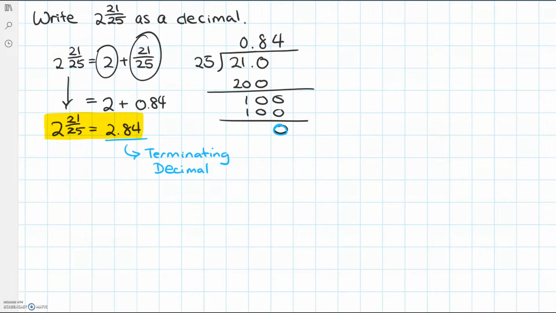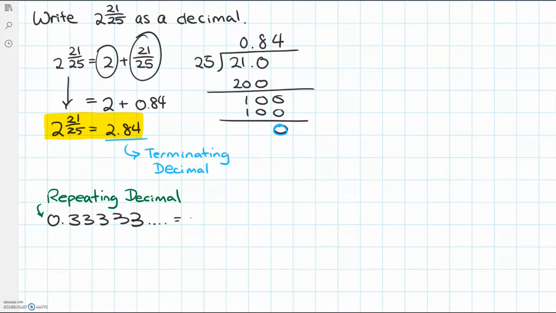For example, 0.33333 and so on and so forth. That is not a terminating decimal. We call this a repeating decimal. And instead of writing all those 3's, this is written as 0.3 with a little bar on top.